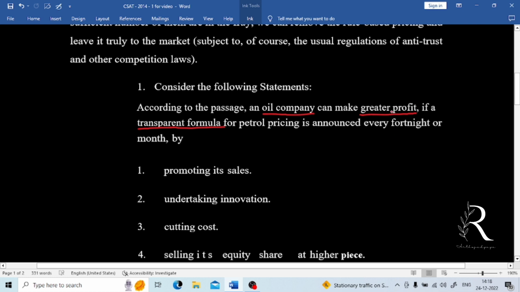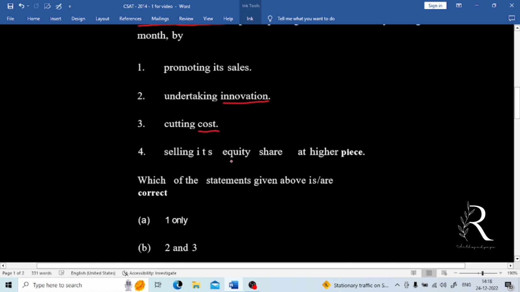So oil companies, greater profits, transparent formula: three keywords from the first statement. My duty is to find out whether these words are there in the passage or not. Whatever underlined words are there, I have to first check whether these words are there or not. You got it? Next, promoting its scale, undertaking innovation, innovation is a keyword. Cutting cost is again a keyword, and selling its equity share is a keyword. My duty is to check whether these words are there in the passage or not. If the statement is not there, it cannot be the option. Easy, common sense.